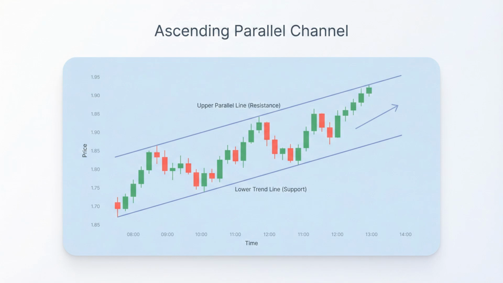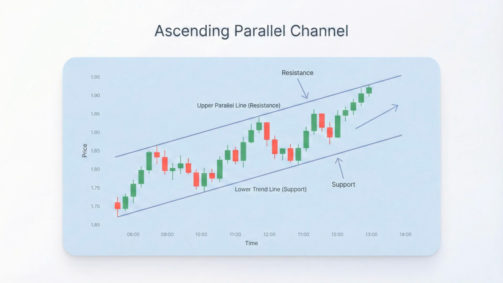Next, we have parallel channels. This tool takes the concept of a trend line a step further. A trader draws a primary trend line connecting 2 or more lows, and then creates a parallel line that connects 1 or 2 of the corresponding highs. This creates a channel that contains the price action.